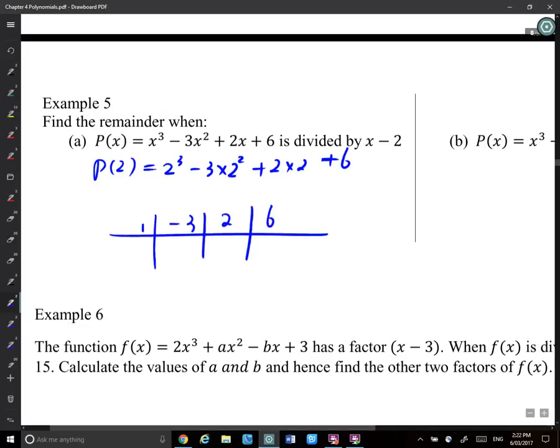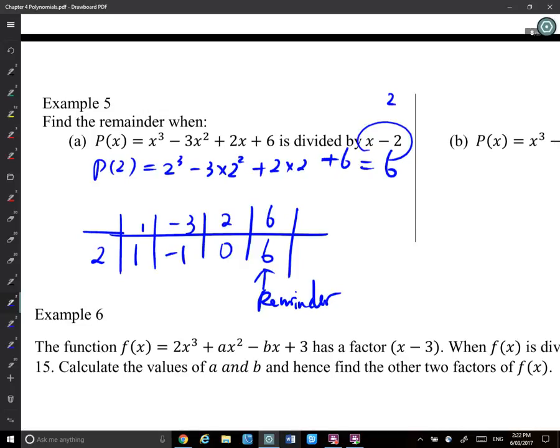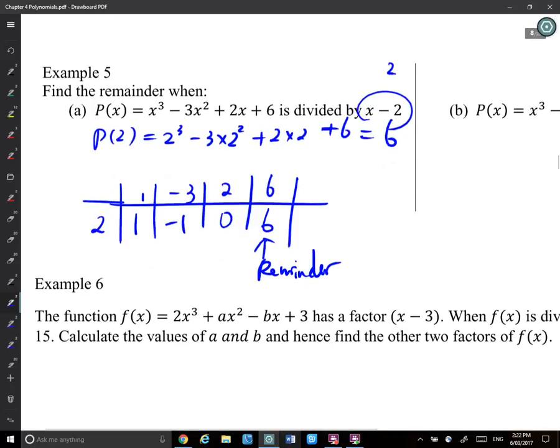I just put all these numbers down here: 1, -3, 2, and 6. And I'll put 2. So it's 1. 1 times 2 is 2. 2 plus -3 is -1. 2 times -1 is -2. Plus this 2 will be 0. 2 times 0 is 0. Plus that 6 is 6. So that is the remainder. That remainder should give you 6. Okay, remainder is 6.